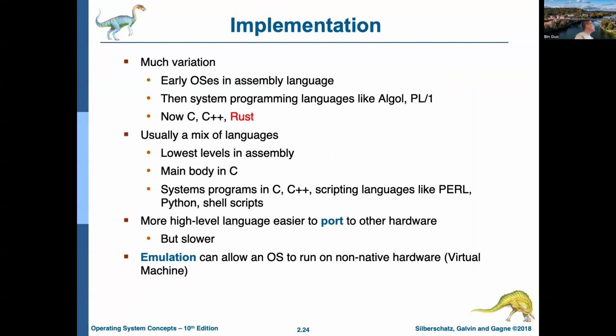Implementation. We talk about lots of OS. All early OS were implemented in assembly language. That was natural because at that time C was not yet invented. After the first Unix was written in C, people found C is really powerful. Then there were system programming languages, which are old and have disappeared. Now we use C, C++ and Rust.